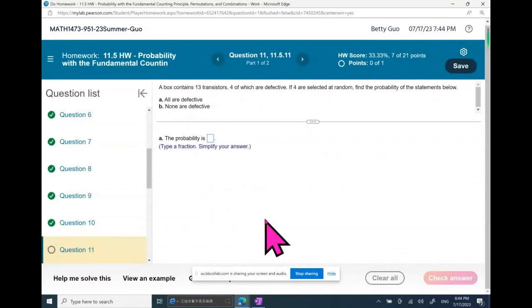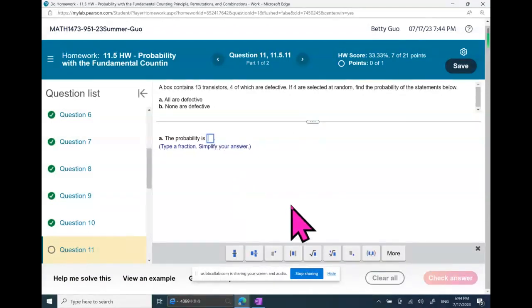Number 11. A box contains 13 transistors, 4 of which are defective. If 4 are selected at random, find the probability of the following events. Okay, part A: all are defective.